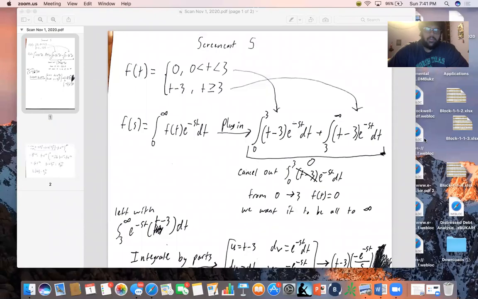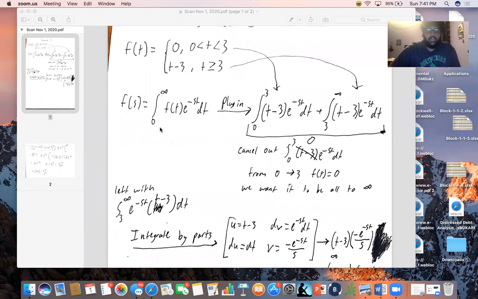Okay, this is screencast 5. Today we're going to work through the problem of finding the Laplace transformation of f(t) equals a piecewise function: 0 where t is between 0 and 3, and t minus 3 where t is greater than or equal to 3.